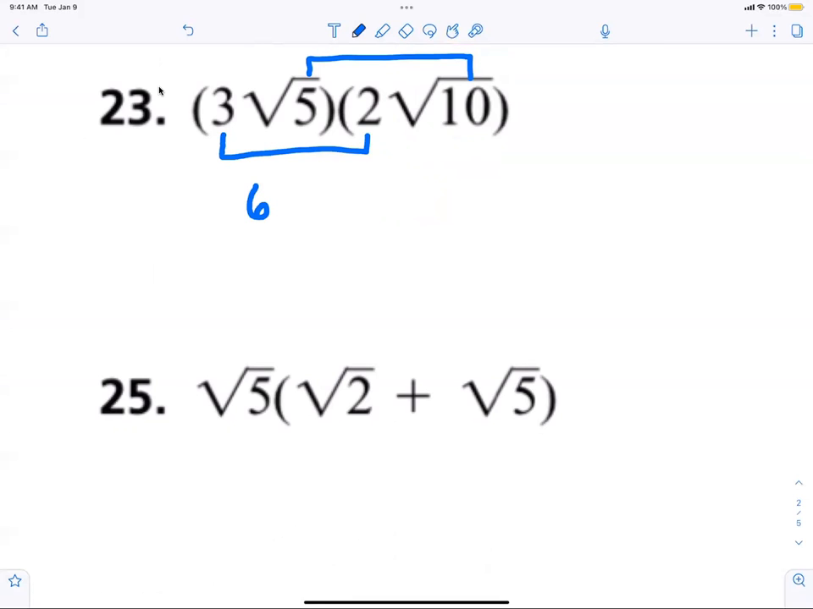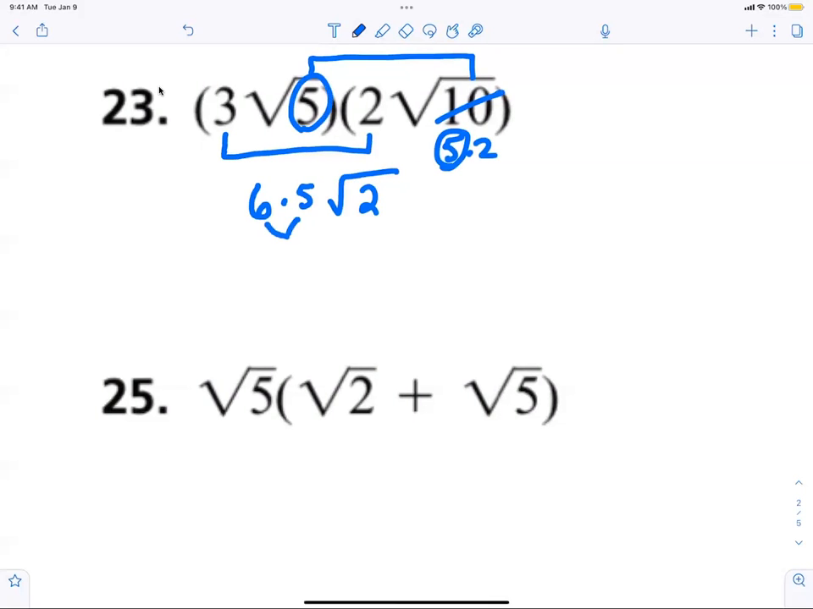You're supposed to look at the 5 and 10 and say, what's common with 5 and 10? 5. So mathematically, what I'm doing is I'm changing the 10 to 5 times 2, and then there's this 5 and this 5, so that comes out as a what? That comes out as a 5. And what's left behind? Two. What's left behind? 2. Thank you. And so what's 6 times 5? 30, radical 2.